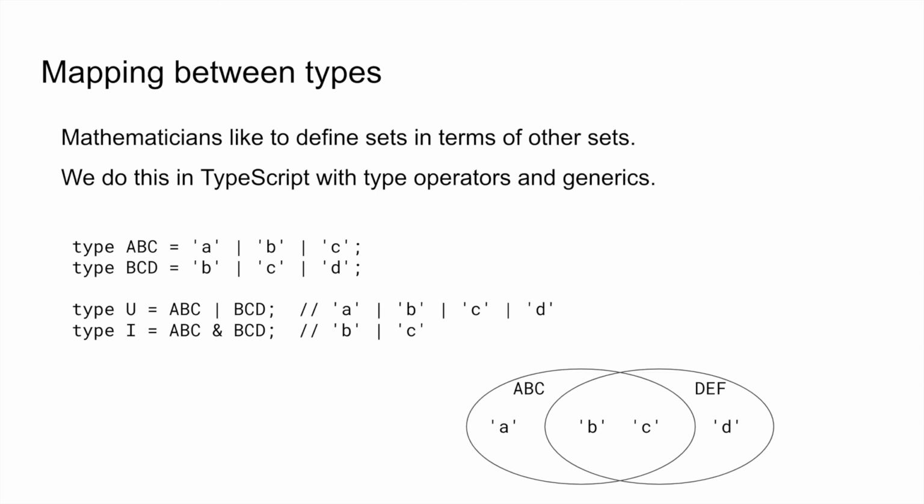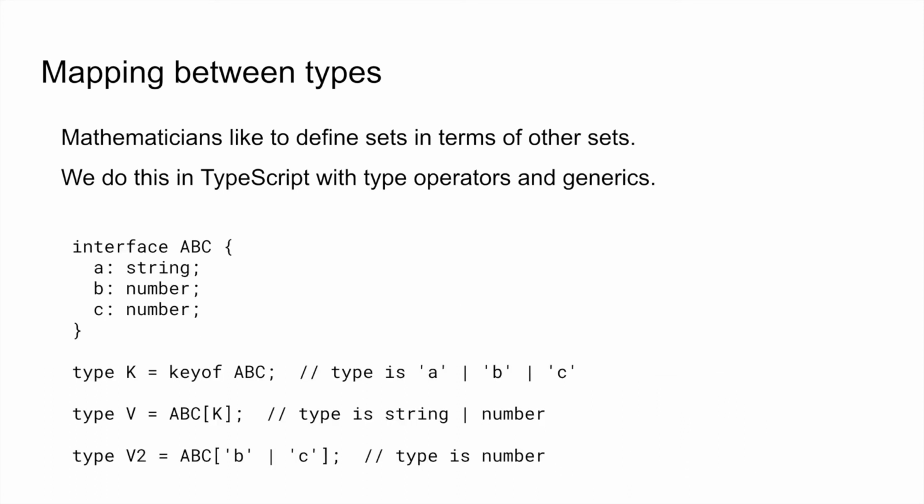So here we have two types, ABC and BCD. If you look at the Venn diagram of the values that are in these types, you can make sense of what the union type and the intersection type should be. There are also operators like keyof, so we can read off the key type of the interface. Here that would be A or B or C.